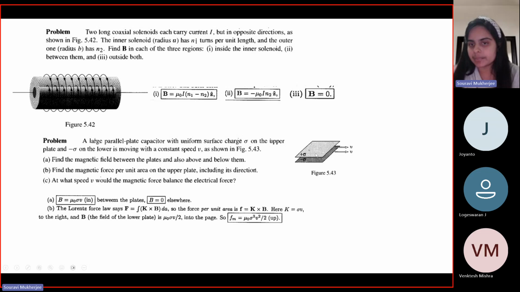Otherwise, there'll be some net effect outside the two plates. Okay. And now if you have to find the Lorentz force, it's nothing but the integration of K cross B dA. So you know what K is. K is sigma into V.